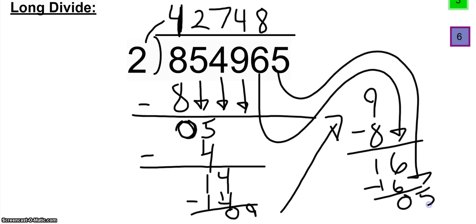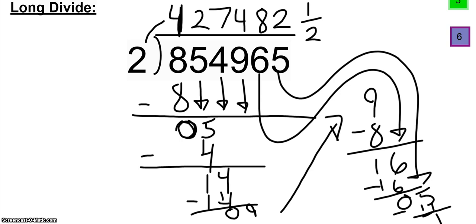How many times does 2 go into 5 again? 2 times. Alright, so we subtract, 2 times 2 is 4, we get 1. Now we have 1 left over. 2 does not go into 1, so 1 is our remainder. So we're going to put our remainder 1 over our divisor, which was 2. So our answer was 427,482 and a half. Okay, but we need to apply this to the stuff we're learning in Algebra 2.